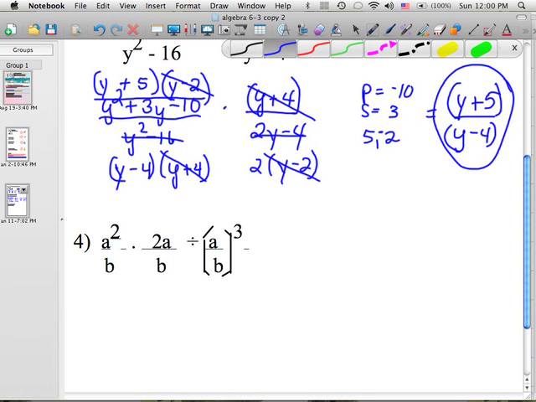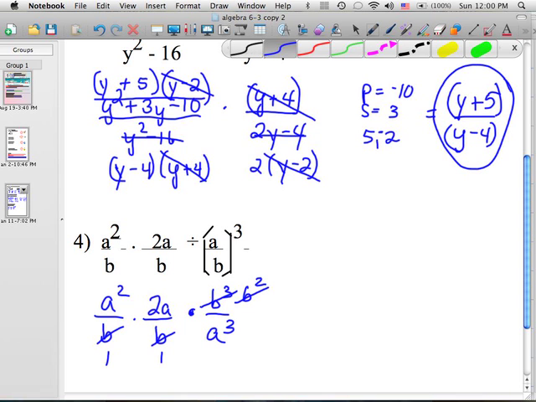And the last problem, we'll rewrite this as a squared over b times 2a over b. Change this to multiplication. Write the reciprocal of this as we cube it, b cubed over a cubed. So we can cancel out a b with the b cubed, and that leaves us b squared. We can also cancel out this b with that b squared and leave a b. The a squared cancels with the a cubed, leaving an a, and then we can cancel the a with this a. So that leaves us 2 and a b on top, so our answer is 2b.